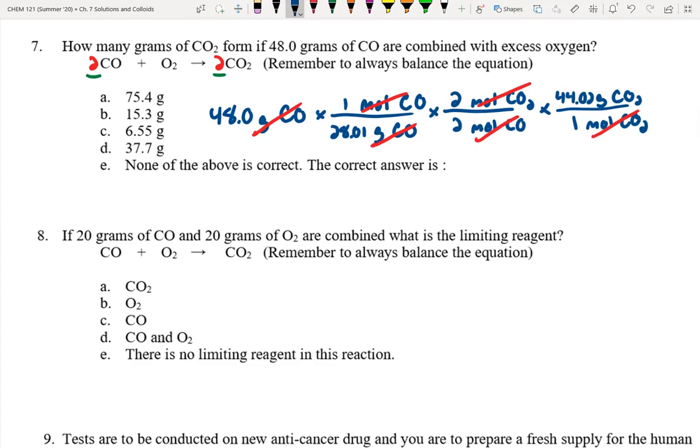I've got 48.0 times 1 divided by 28.01 times 44.02.